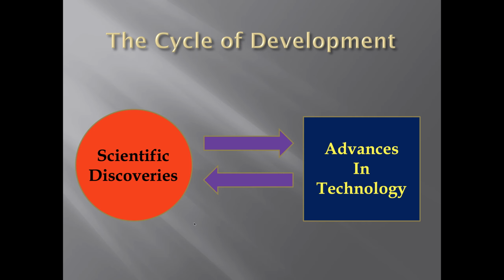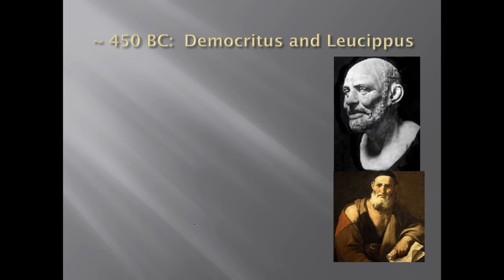Scientific discoveries lead to advances in technology, and those advances in technology in turn lead to additional scientific discoveries. It is a cycle that has led us to great discoveries and great technology. And with this comes better and better models of how the universe works. One of those was applied to atoms.